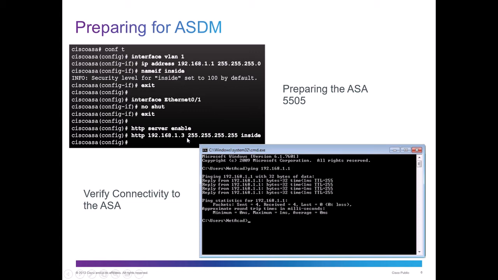That means only this device, 192.168.1.3, will be permitted to have access. He's the only one that will be able to access the ASDM. All right, so please write that down.